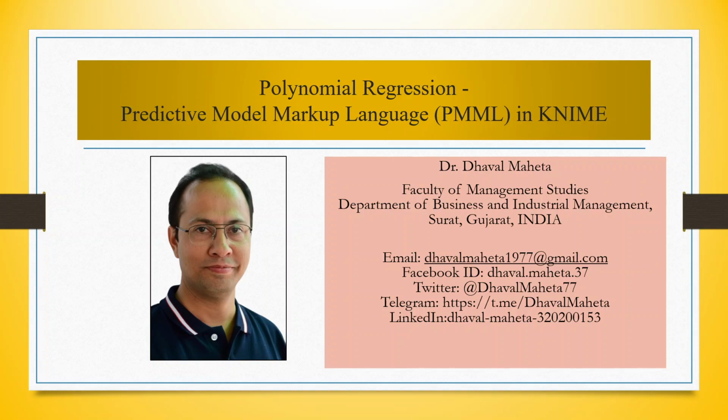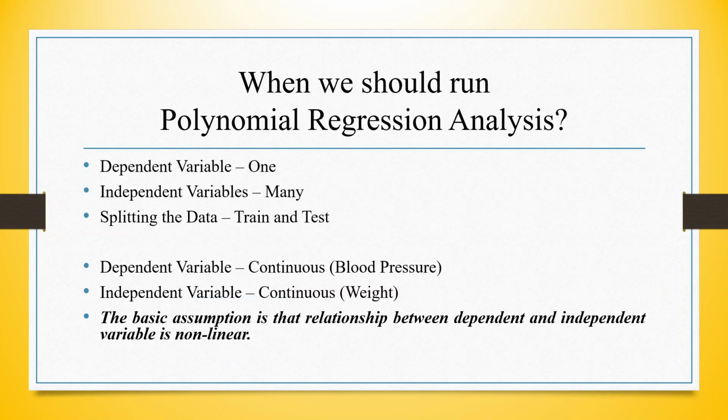Today we'll understand how to run predictive model markup language PMML in polynomial regression in KNIME. In case of polynomial regression analysis, the basic assumption is that the relationship between dependent and independent variable is non-linear. There is one independent variable and there can be many independent variables. It is necessary that the dependent and independent variables both are on continuous scale. Examples of the continuous scale are blood pressure, weight, height.